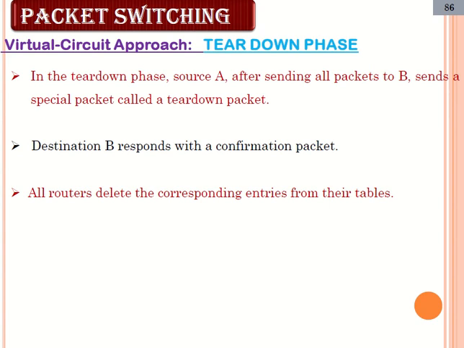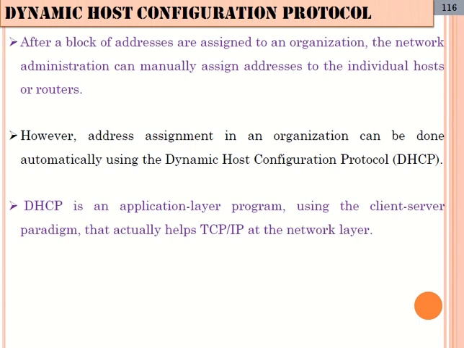With this, we'll move on to the next topic, which is called dynamic host configuration protocol. We have seen how addressing is done in the network layer. Here is a method wherein an organization can automatically assign addresses using a method called dynamic host configuration protocol. It is a protocol used in the network layer for assigning addresses automatically in an organization. We'll see that in the next video.